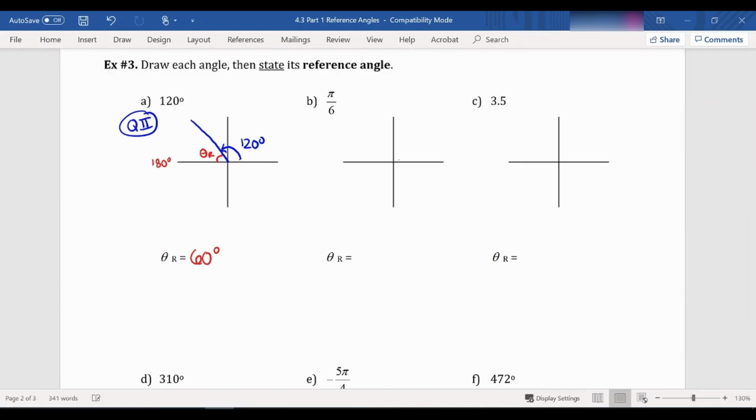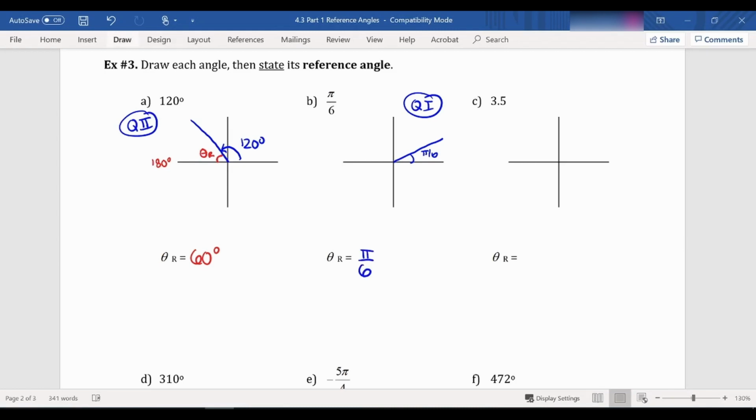For the next one, we've got pi over 6. Pi over 6 is in quadrant 1. And anything in quadrant 1, the reference angle is itself, because the measure of your terminal arm to your closest x-axis is the same as the measure of the angle. So our reference angle here is just the angle itself.